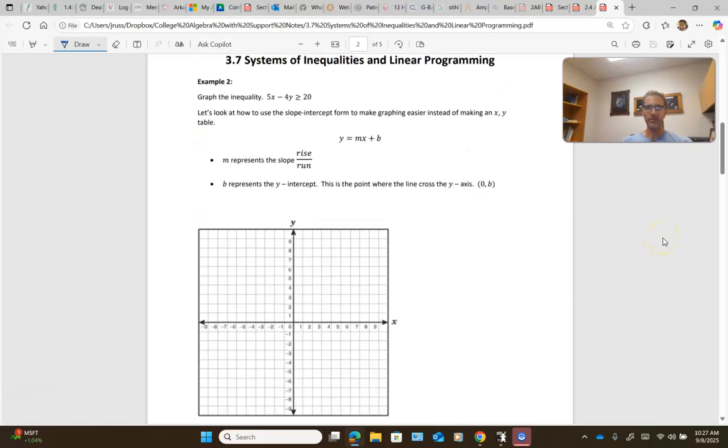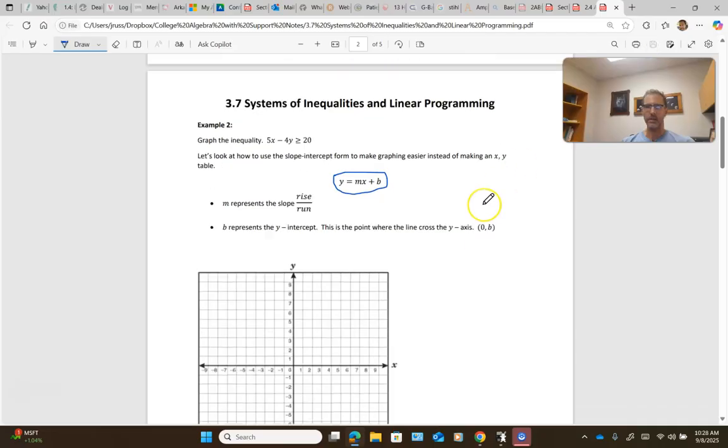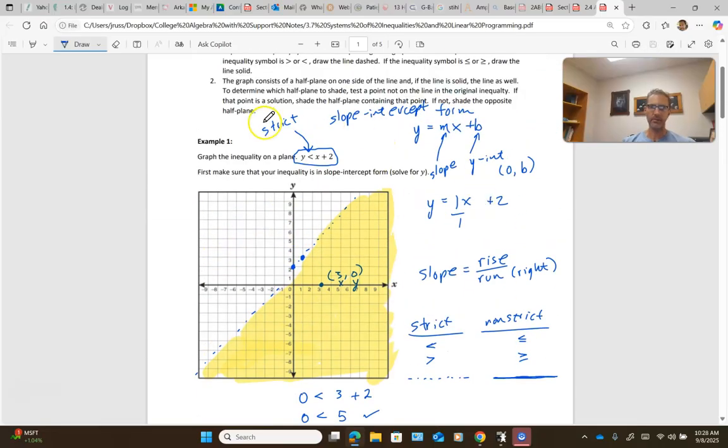Okay, so example 2 just says graph the inequality, or in other words, graph or shade the region that contains the solutions to this inequality right here. Now look at this one, guys. This one is not in slope-intercept form, is it? Okay, so let's put it in slope-intercept form and then graph it the same way we did that first one up here.